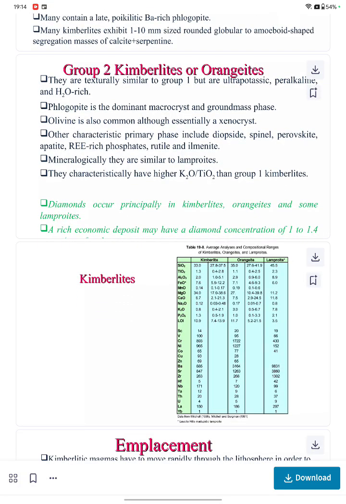Group 2 kimberlites and orangeites. It is texturally similar to group 1 but is ultrapotassic, peralkaline, and has a dominant macrocrystalline groundmass phase, and olivine is common although essentially as macrocrysts. Other characteristic primary phases include diopside, spinel, and perovskite. So mineralogically, they are similar to lamproites. Okay, and they characteristically have higher K2O and TiO2 than the group 1 kimberlites. Intergranular texture is also important, and yeah.